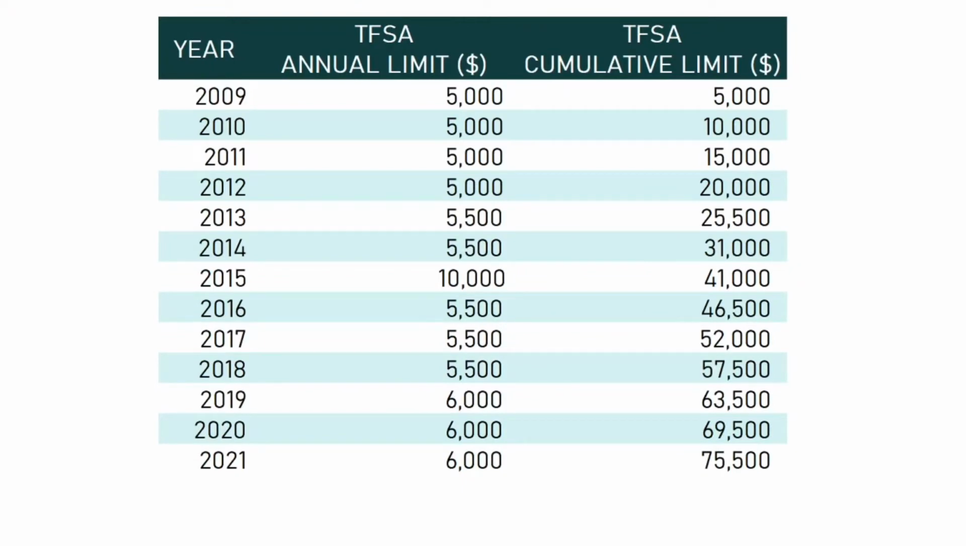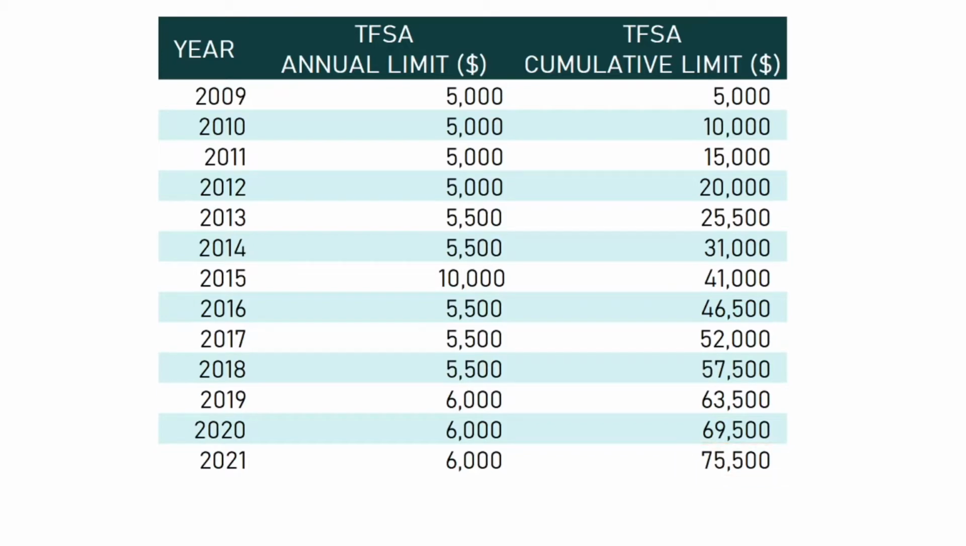As you can see here, we have the contribution limit for each year in the middle column and the cumulative contribution limit to that year on the last column, which means that any unused contribution will be carried forward to the following year. At the bottom right, you can see the total contribution limit up to 2021, 75,500. So, if you turned 18 in 2009 or before, your contribution room will be the maximum amount to the date, which as of 2021 is 75,500.